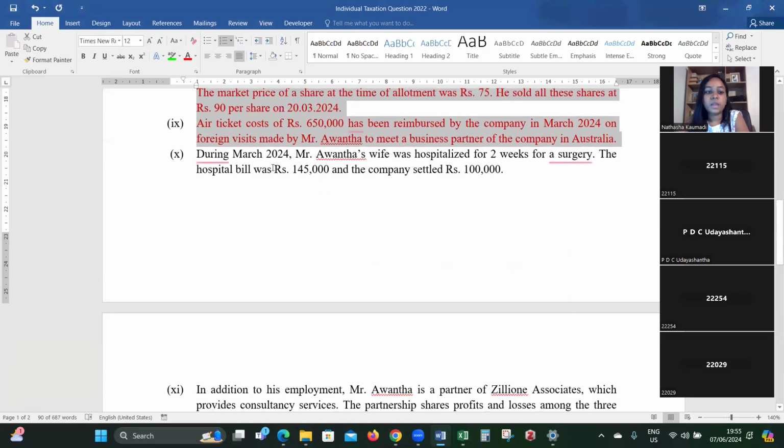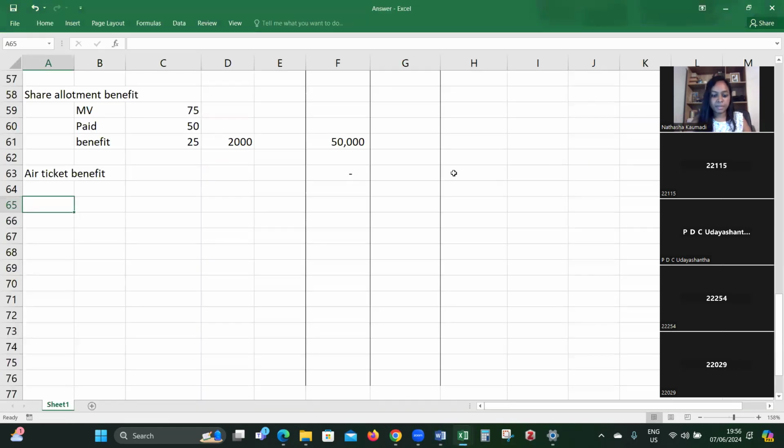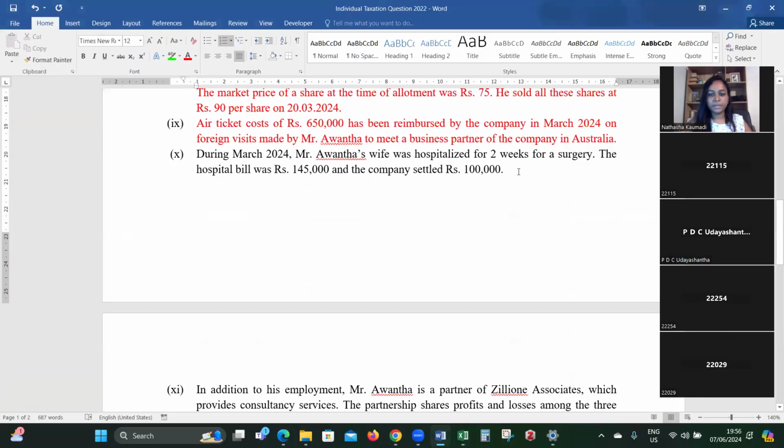And then during March 2024, Mr. Avanta's wife was hospitalized for 2 weeks. Write that the hospital bill was 145,000, but the company settled 100,000. So clearly your benefit is 100,000, right? Medical bills reimbursement. Since the company has reimbursed only 100,000, your benefit is 100,000. Right, that is also done.